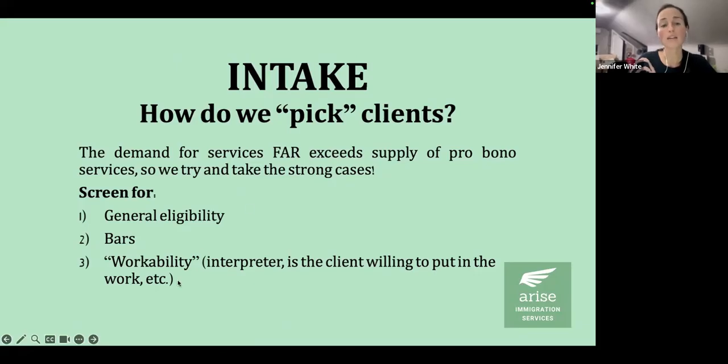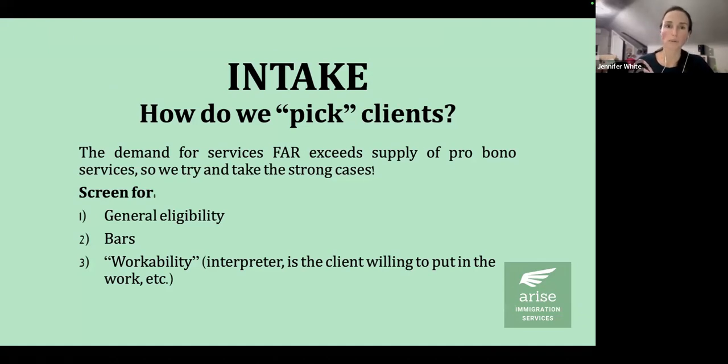And then this is an important, sometimes counterintuitive aspect of screening, and that is workability. Can we work up this case? Do we have the right interpreter? Is the client receptive to the legal theory?